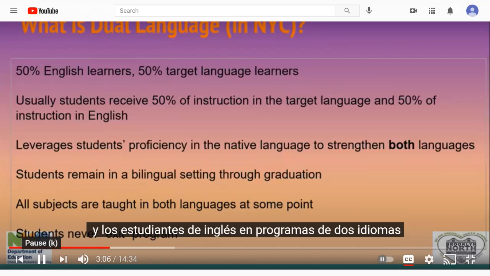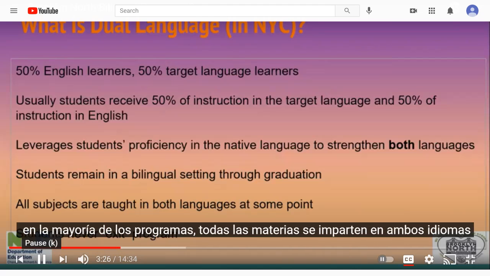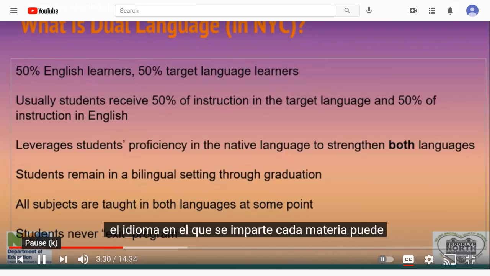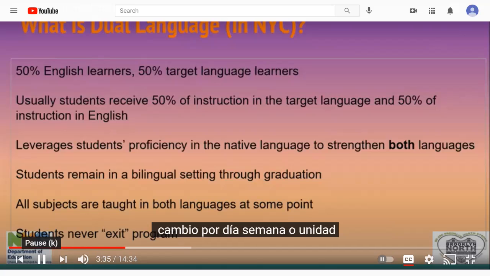Students in dual language programs will remain in these programs through graduation. Since the goal is bilingualism and biliteracy, students do not exit the program as they would in a transitional bilingual education class. In most programs, all subjects are taught in both languages. The language in which each subject is taught may change by day, week, or unit.